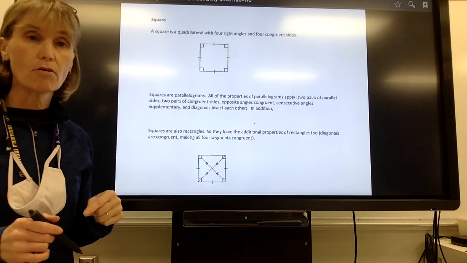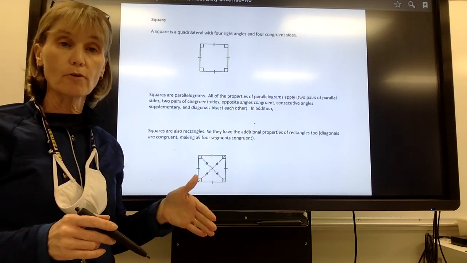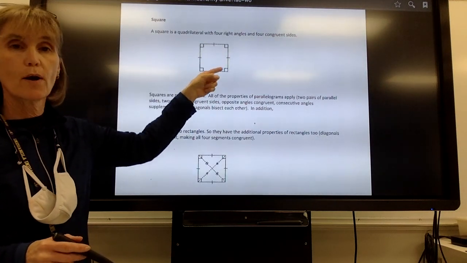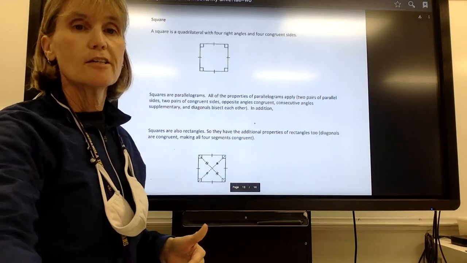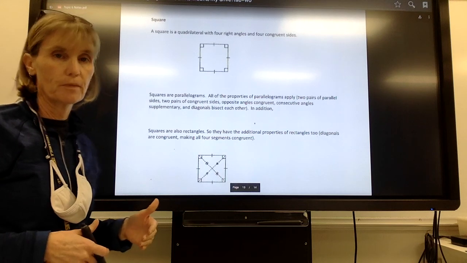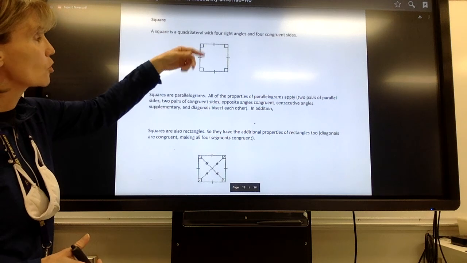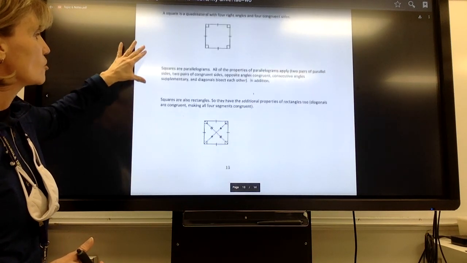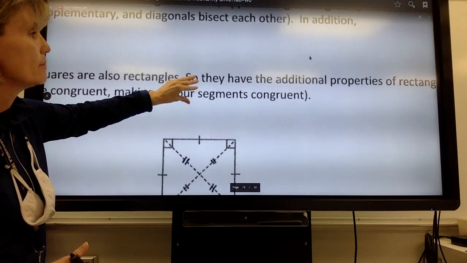A square is also a rectangle. Okay, the definition of a rectangle was a quadrilateral with 4 right angles. A square is a quadrilateral with 4 right angles as well, so it is a rectangle. So that means the characteristics for the rectangle also apply to the square. The square kind of gets all of those properties. It says a square is a quadrilateral with 4 right angles and 4 congruent sides. Squares are parallelograms, so all the properties of parallelograms apply.